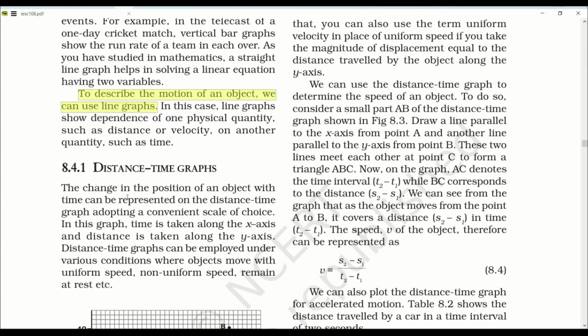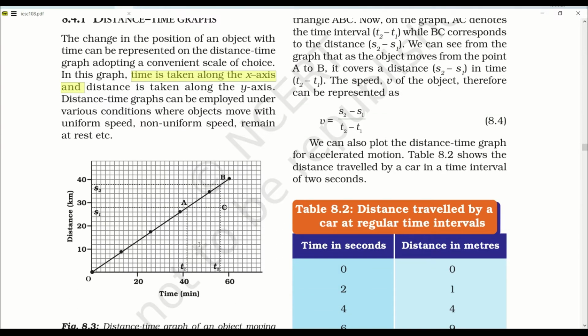Distance time graph. The change in position of an object with time can be represented on a distance time graph. So, you can understand the change in the position of the object with respect to time. In this graph, time is taken along the x-axis. So, when you draw a distance time graph, the time should be taken along the x-axis. The horizontal bar on the graph is called the x-axis and the vertical bar on the graph is called the y-axis.